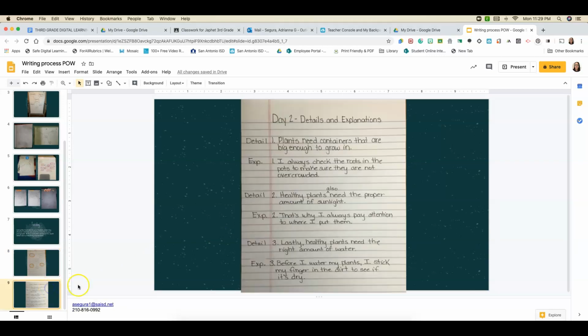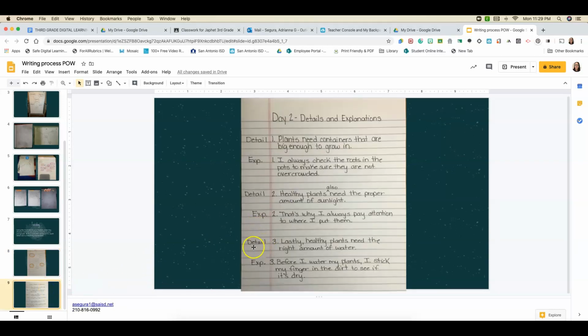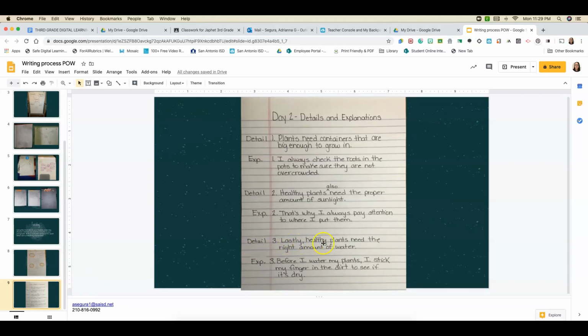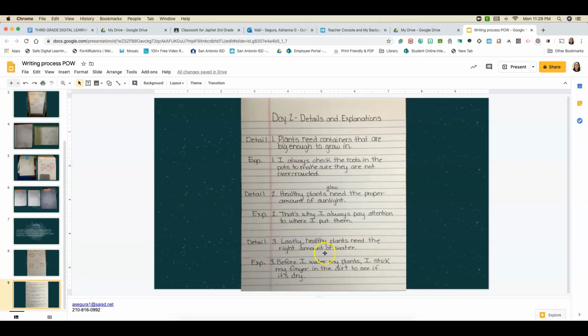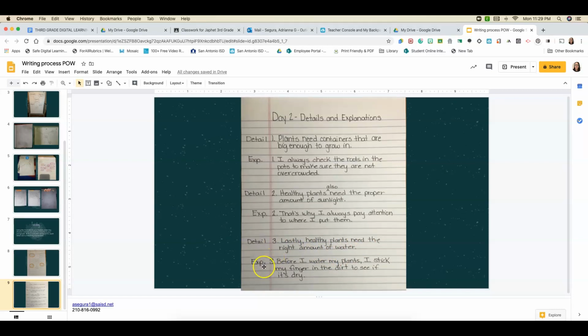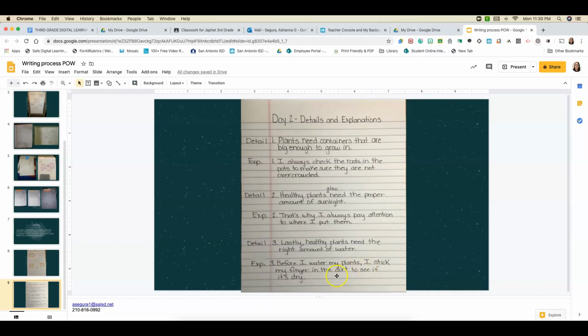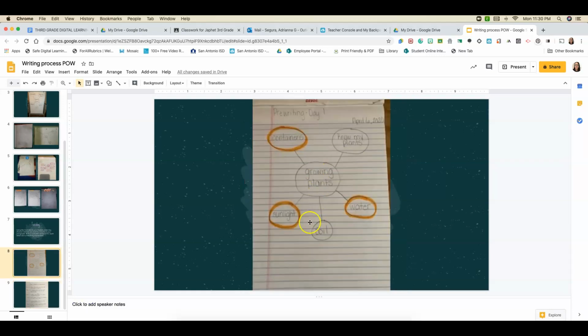So I'm going to go back to day 2. And as you can see down here, detail 3. Lastly, healthy plants need the right amount of water. I'm going to add an explanation that matches this detail. Before I water my plants, I stick my finger in the dirt to see if it's dry. Okay, hope that makes sense.